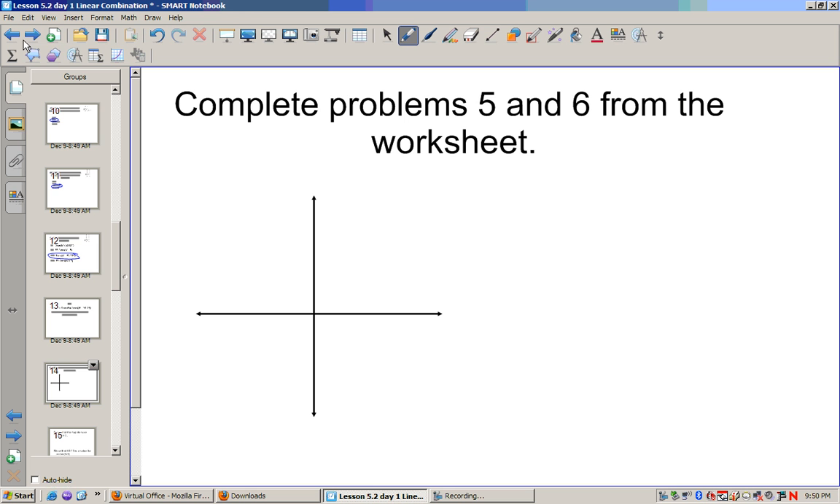Now, if you have the worksheet, do numbers 5 and 6.